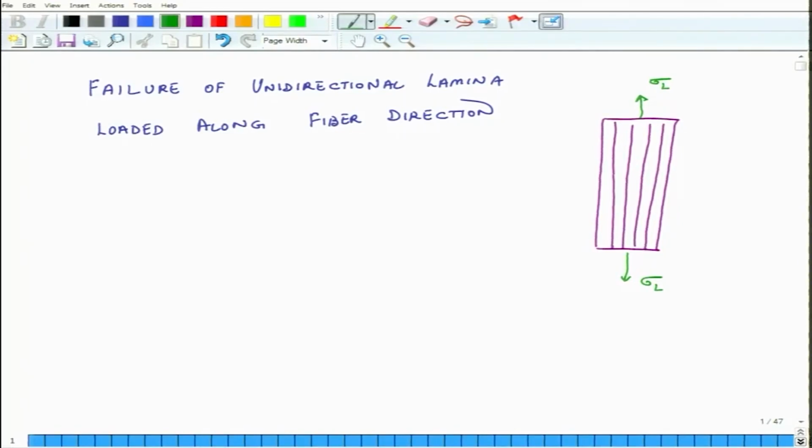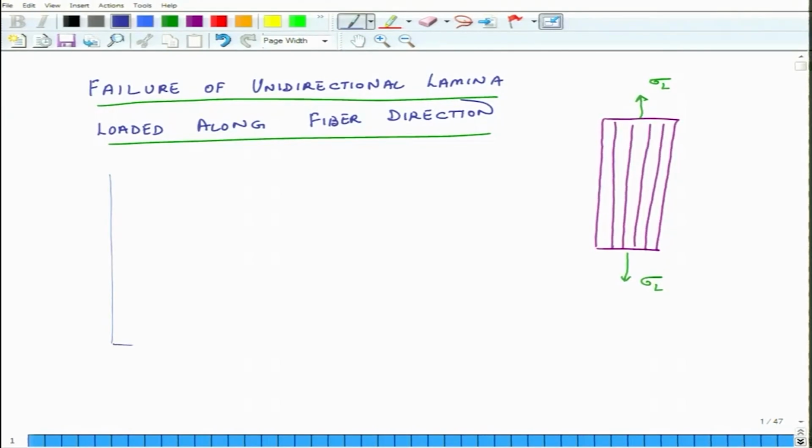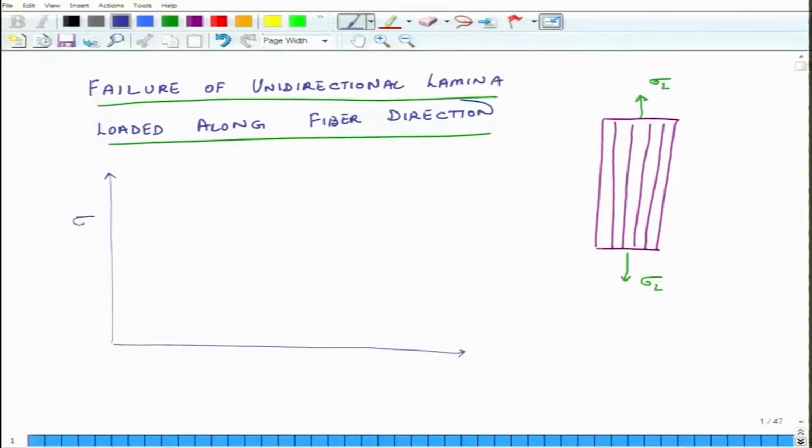Then I want to discuss how does this lamina or this composite, which is unidirectional in nature, fail. So, just a very quick overview. In the last class we had discussed in detail how do fibers fail, how do matrices fail. So, we will very quickly review that and then extend that understanding to failure of this type of a composite.